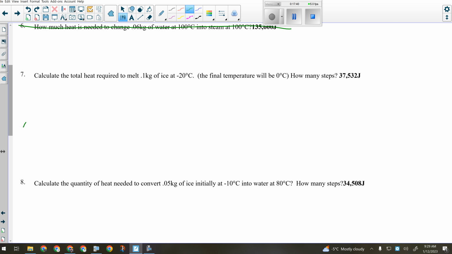So I draw my heating curve for number 7. I want to melt 0.1 kilograms, that's 100 grams, of ice initially at -20. That's where I want to go. I want it melted. I want the water to have a temperature of 0 degrees Celsius. How many steps? 2. Just 2 steps.